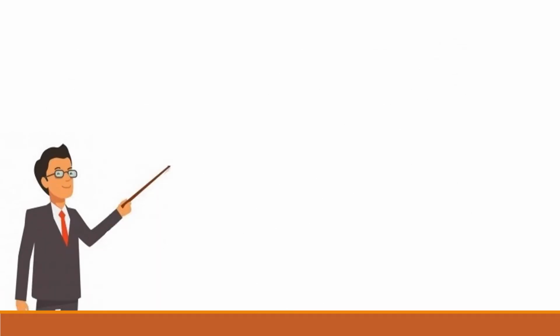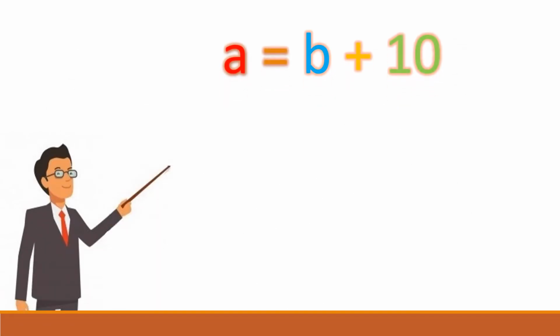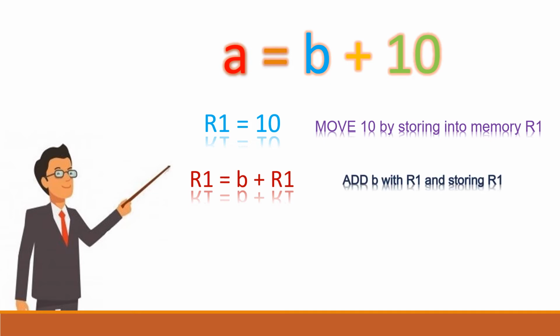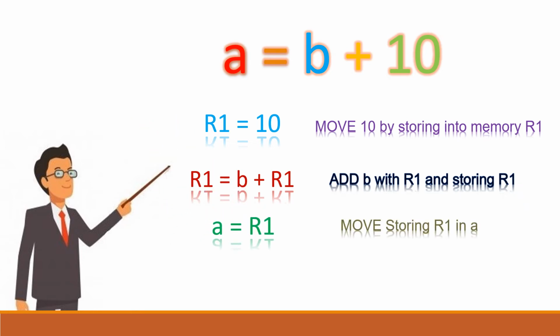In a general way, consider A equals B plus 10. Here, in this code generation, by using move we are moving 10 into the memory named R1. That can be written as move 10, R1. Now, we are adding B with R1 and again storing it into R1. That can be written as add B, R1. Next, we are moving R1 into A. That can be written as move R1, A. The output of the code generation phase is the target code.